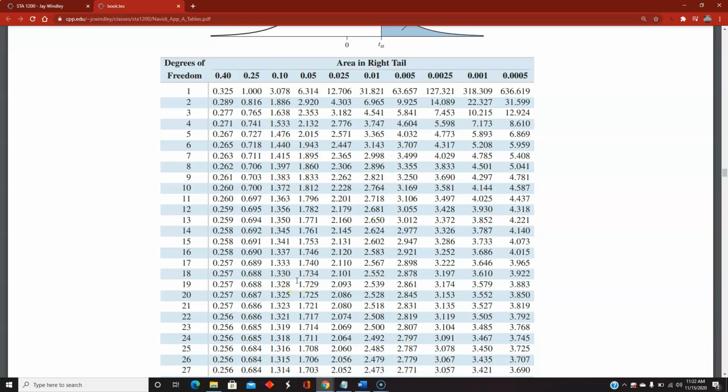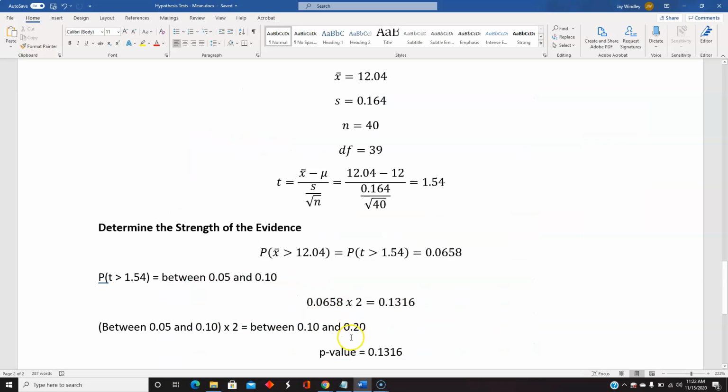And that becomes even more obvious after we multiply by 2. So again, if you're using the table, the best you can say about this p-value is that it's between 0.10 and 0.20. But that's still enough information for us to make the decision on whether to reject the null hypothesis or fail to reject.